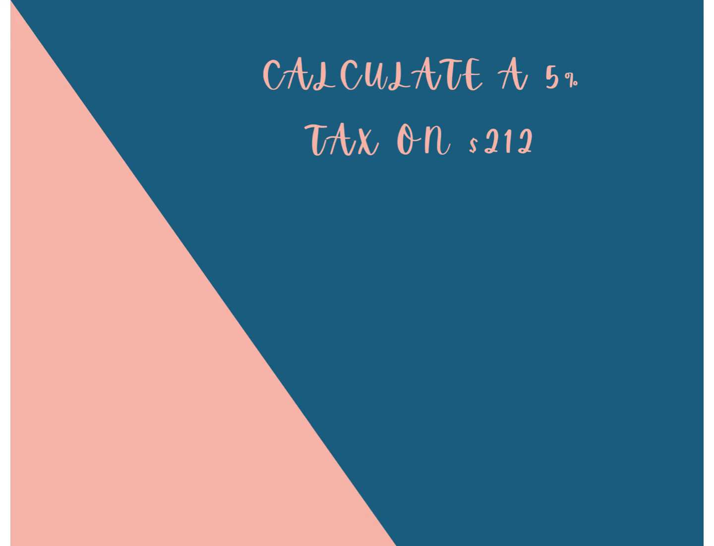Here we have a problem that asks us to calculate a 5% tax on $212. This is a really common application type for percent problems. In fact, you see this type of problem in 6th grade. You calculate 5%, and then because it's a tax, that means it's extra money you're paying, you add it onto the original price. Now, for the 7th grade standard, I want you to consider what total percent you're going to be paying in this problem.